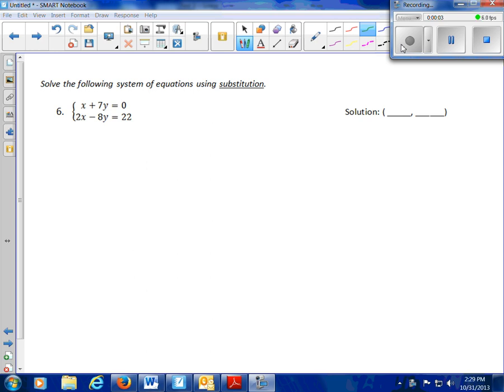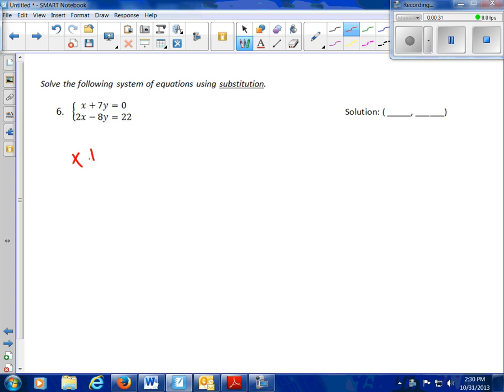Problem number 6, where we want to solve using substitution. So using substitution, we know the whole goal is we want to get either x or y by itself in either equation that they're giving us. In this case, it looks like the x is the easiest one to get by itself because there's no number, no coefficient in front of the x. So let's go ahead and get the x by itself in that equation.